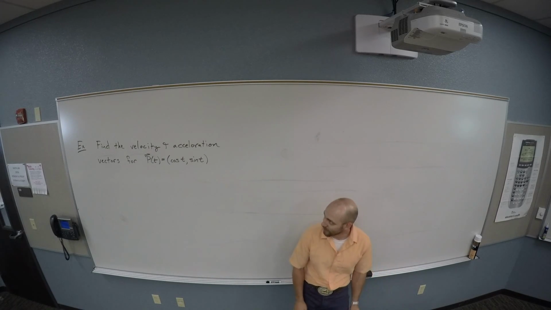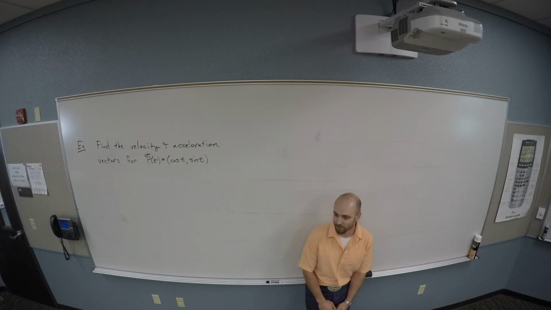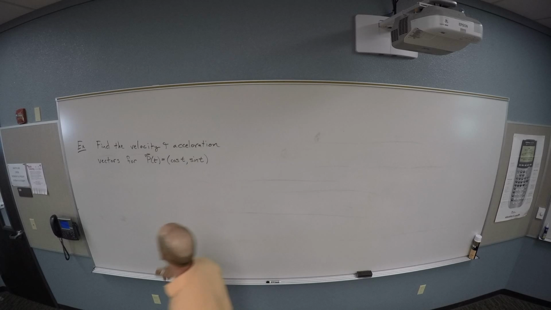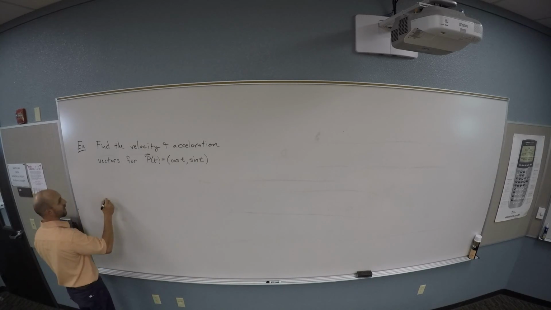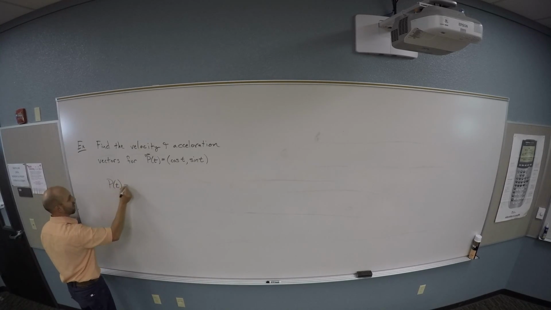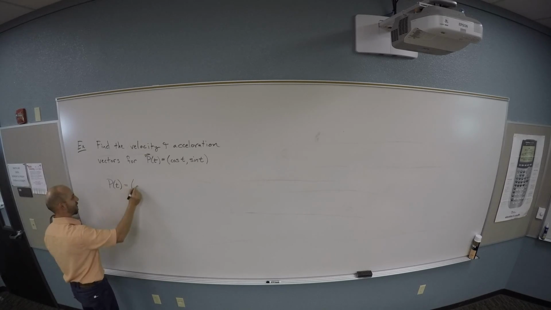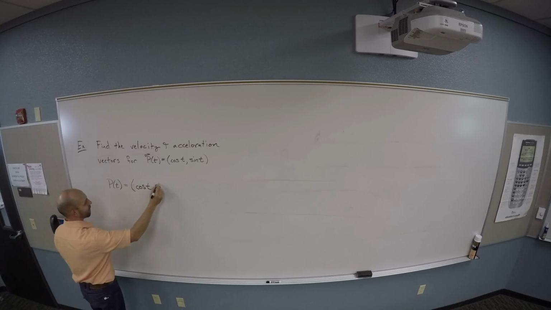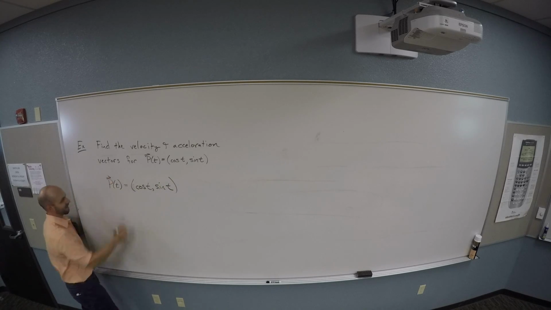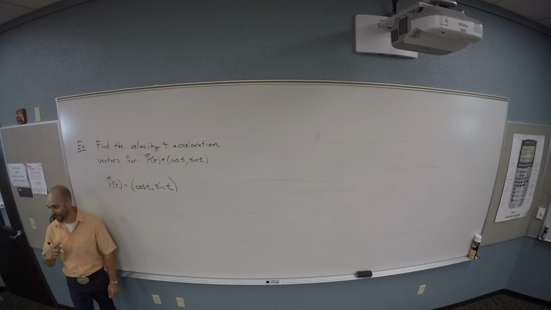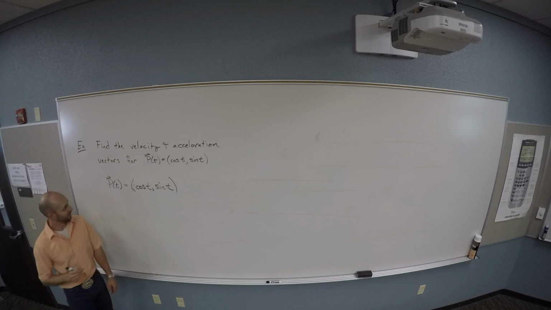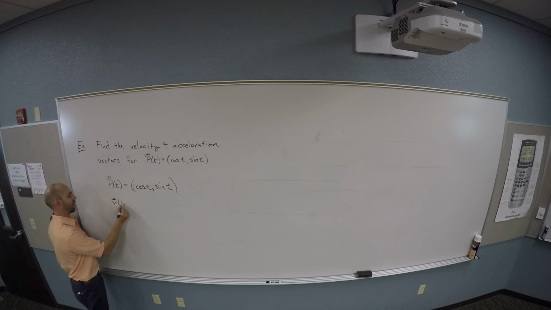Let's try an example. Let's see if we can find the velocity and acceleration vectors for P of t equals cosine t, comma, sine t. And maybe draw a picture and figure out what is going on. Okay, so that's P of t. Clearly a circle. Okay, so what's the velocity vector for this thing?